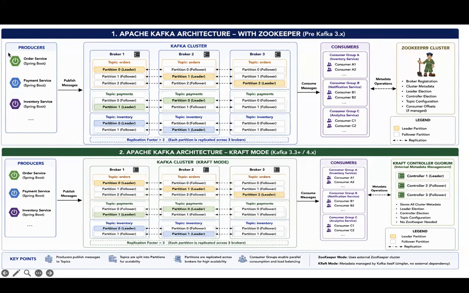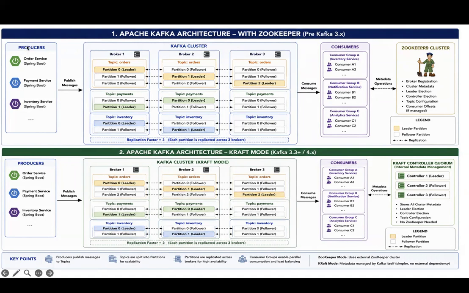The main components are the same. Both have a producer, both have a consumer, both have an Apache Kafka cluster. All the other main components are the same. The only change is that one uses an external ZooKeeper cluster, which is an external node, whereas the KRaft controller uses a system inside Apache Kafka itself. We don't need any external node.